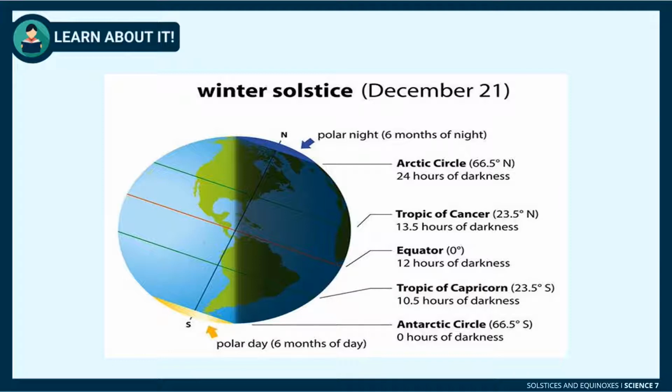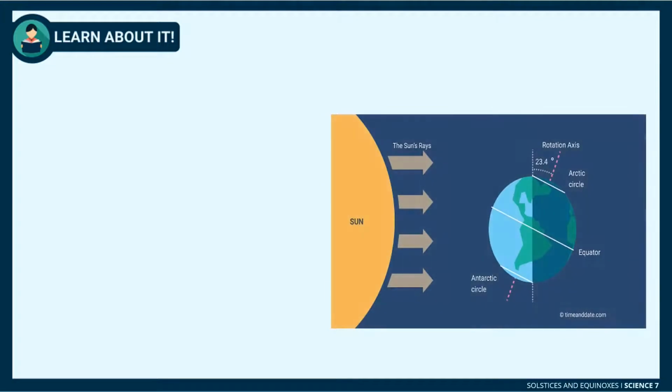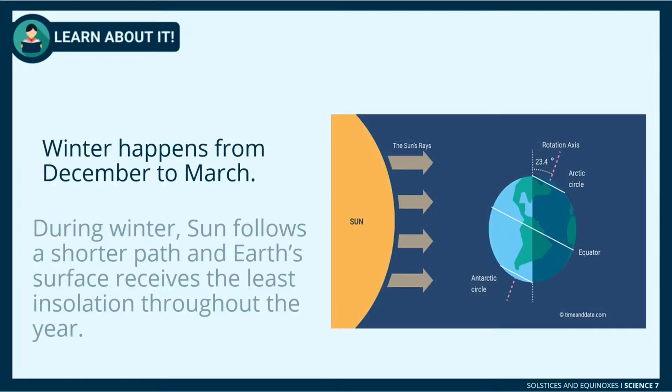The Tropic of Cancer will have 13.5 hours of darkness, while the Tropic of Capricorn will observe 10.5 hours of darkness. However, nothing changes with the length of day and night at the equator, since its exposure to sunlight is constant throughout the year. The season of winter happens in countries far from the equator for about 3 months, from December to March. During these months, the sun follows the shorter path and the least insolation strikes the Earth's surface throughout the year.